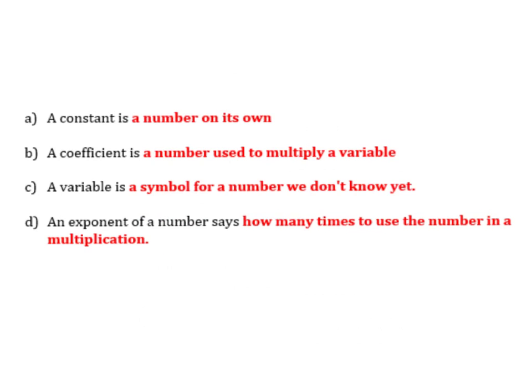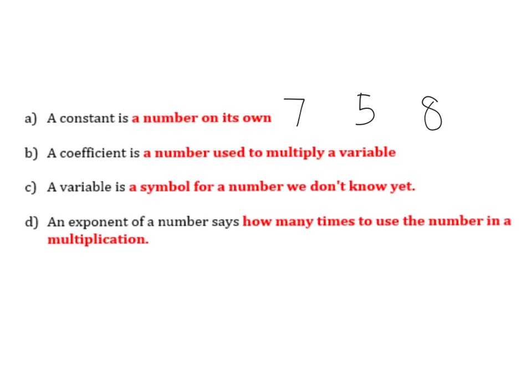So the first part of your quiz is going to ask you to give some definitions of the basic concepts you've learned so far in this unit. So the first one is a constant, and a constant is just a number on its own. So 7 can be an example of a constant, 5 could be an example of a constant, 8 could be an example of a constant. Any number on its own is called a constant. You've been working with constants since you were old enough to know what numbers are. Okay, so constants are just numbers on their own.